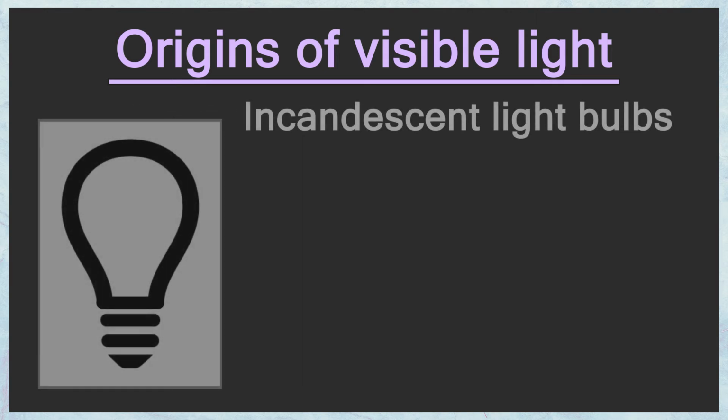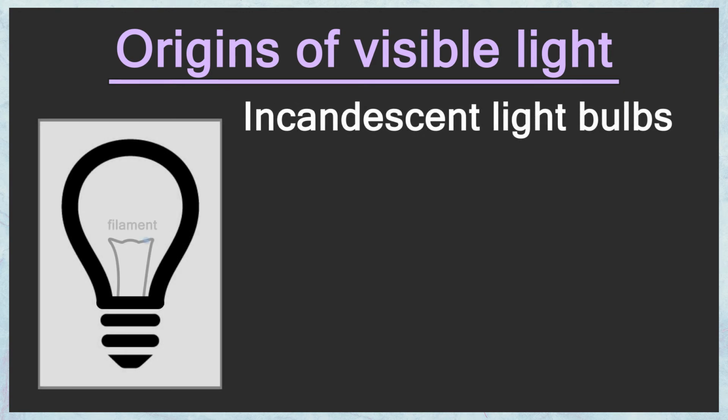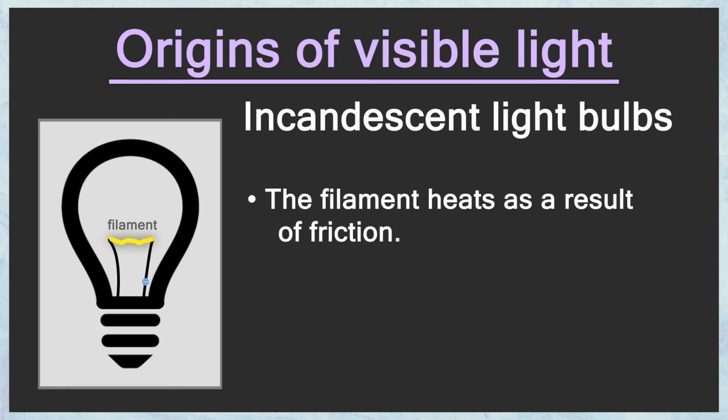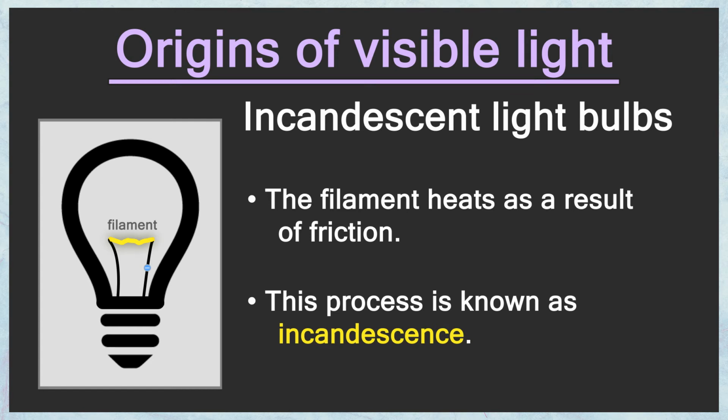In an incandescent light bulb, an electrical current is passed through a filament, typically tungsten. While the electrons are passing through, the filament begins to heat. Once the filament reaches a certain temperature, it emits electromagnetic radiation as a result of heat. This process is known as incandescence. Incandescent bulbs are relatively inefficient sources of light, though, as less than 5% of the input energy is transformed into visible light.